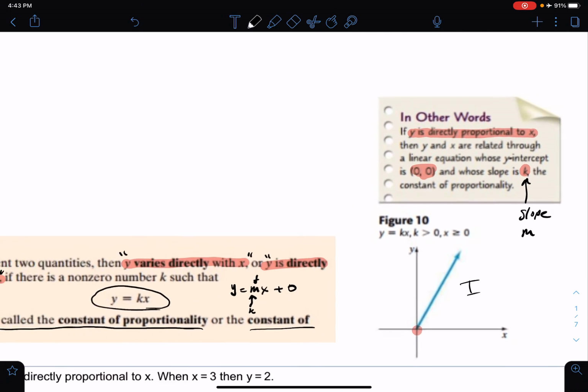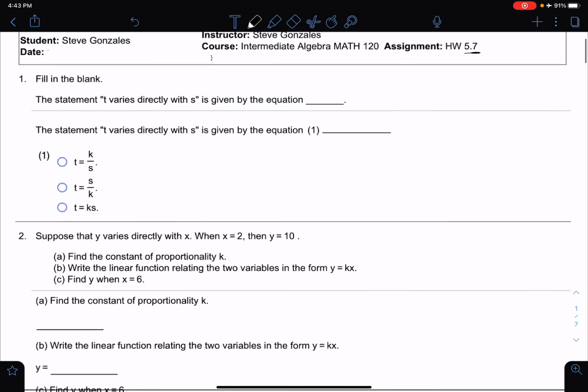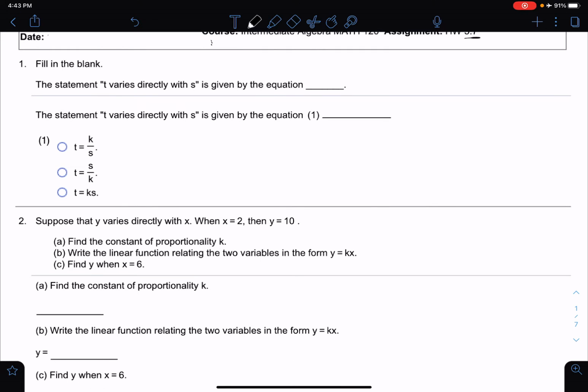All right, let's do some of these problems. I think we're ready to go. So when we take a look at this, it says the statement, and so I'm seeing that phrase, the statement t varies directly with s. When I see that statement, I automatically think t equals k times s, and they're using the variable s. Also, if we're plotting points on the graph, s is a lot like my x value, and t is a lot like my y value, so that's the order of it. They just asked us to identify the equation, and of course t equals k times s is going to be the third option right there.